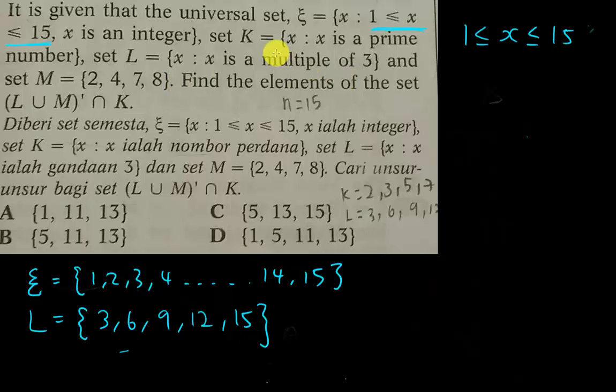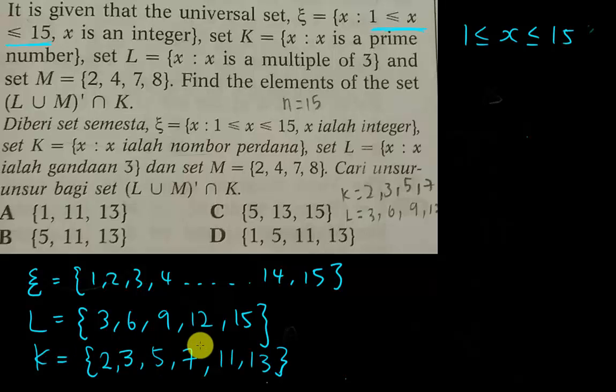And the question also says, oh, I missed out the K. K is the prime numbers. So since K is the prime numbers, I'm going to list out all the prime numbers here. Prime numbers always start from 2, never include 1. 2, 3 are prime, 4 is not, 5 is prime, 7 is prime, 9 is not, 10 is not, 11 is, 12 is not, 13 yes, 14 and 15 are not. Alright, so these are all the prime numbers you have. L is multiples of 3, K is prime numbers.